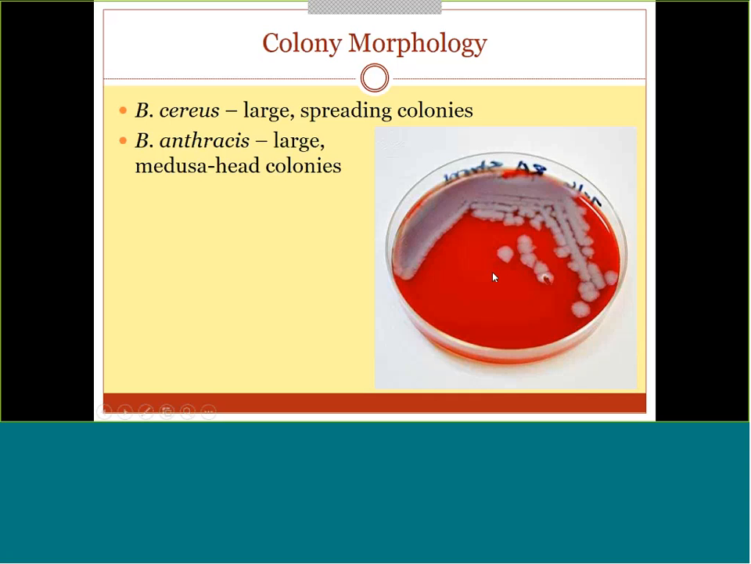So for those of you who don't know, Medusa is the lady in Greek mythology that had snakes for hair. And I don't know who came up with the term Medusa head. I think the term comma projections, like a comma, is more adequate. What essentially that's referring to is that these are not perfectly round colonies. They always have some sort of projection coming out of them. They're not going to be perfectly round.